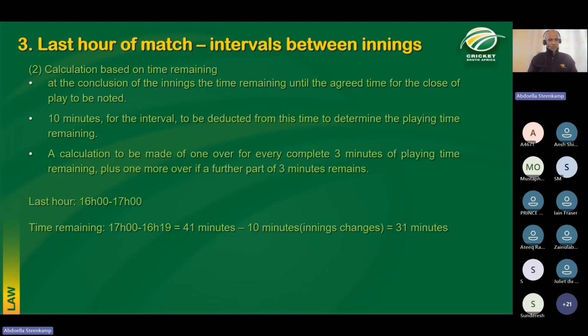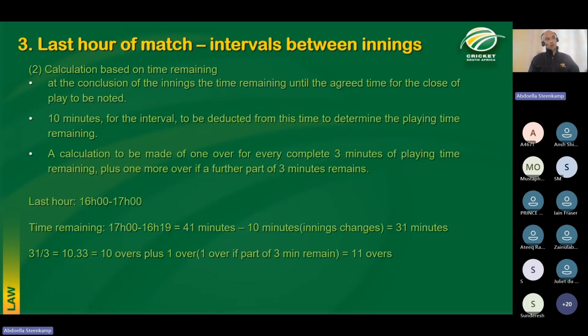So now I need to do my third bullet point. And there I need to take my 31, which is my answer in my second bullet point. I then divide 3 into it. I then get 10.33. So now what the law tells us is, if you do have a fraction, you need to add another over. So yes, I take 10. I do have a fraction, so I'll add another over. So my answer here is 10 plus 1 is 11 overs. So my answer for my time-based calc is 11 overs.